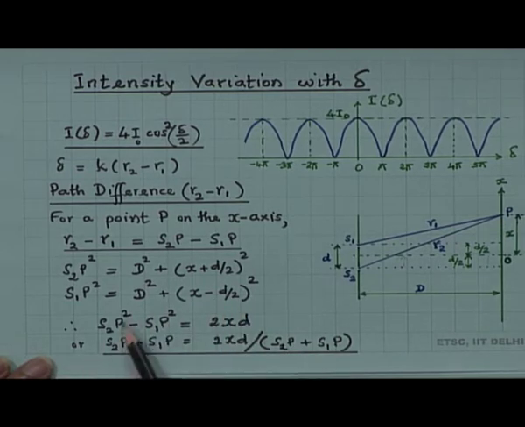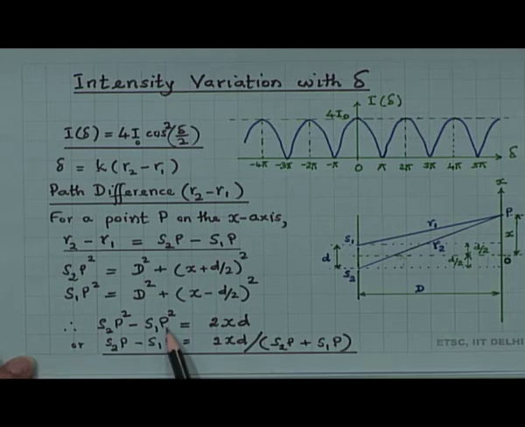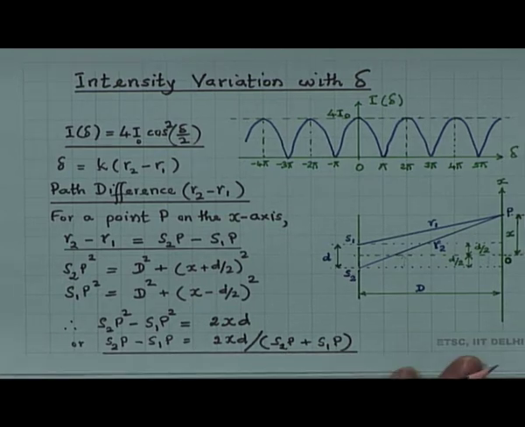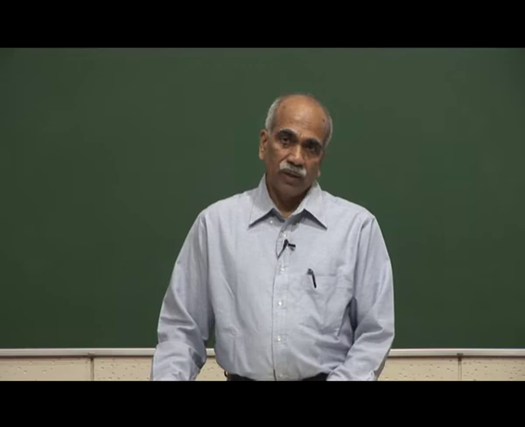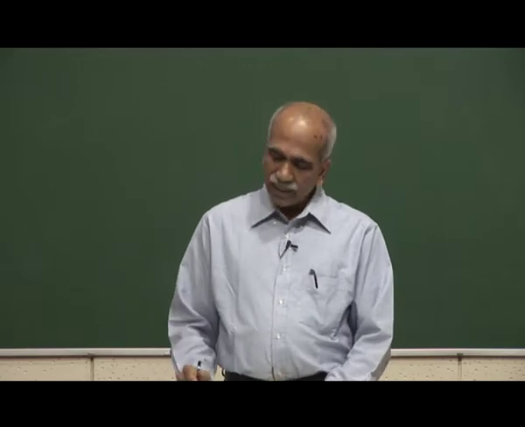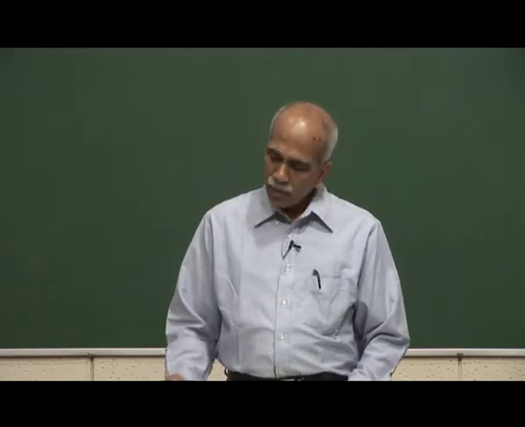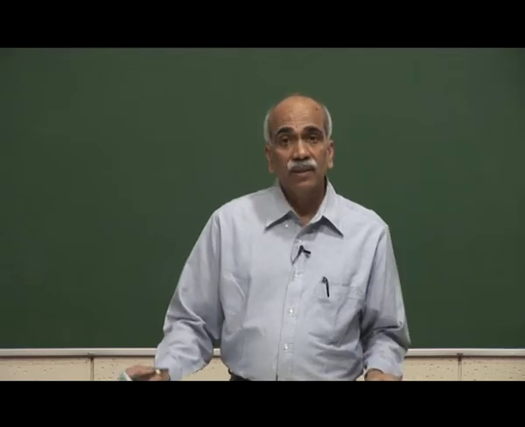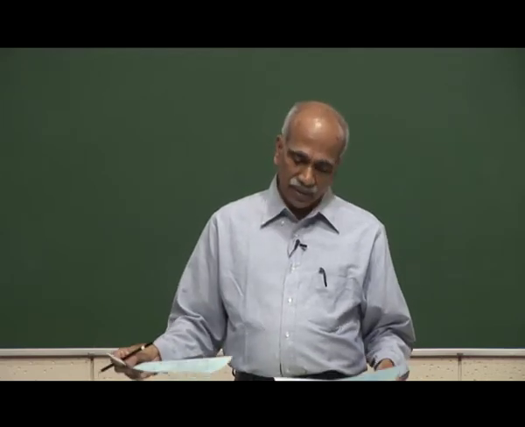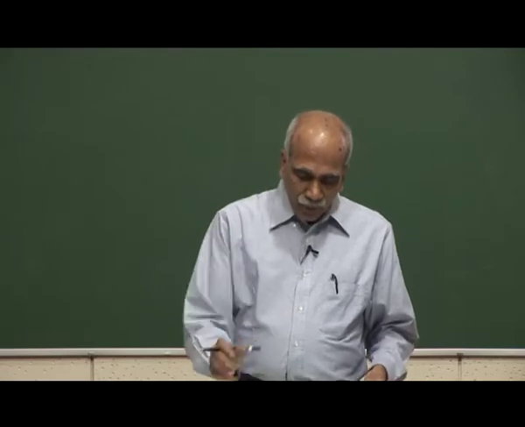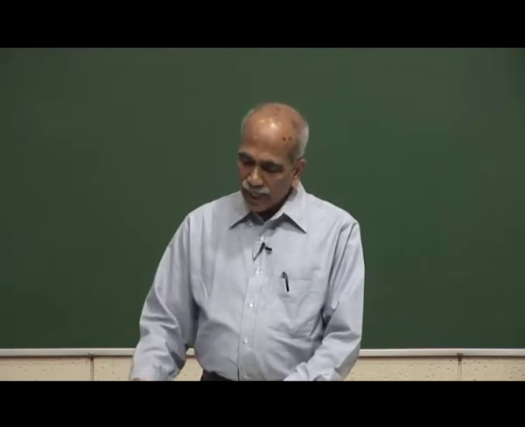And therefore, S2P square minus S1P square is simply equal to 2xd, or S2P minus S1P is equal to 2xd divided by S2P plus S1P. We have not made any approximation so far. So, there is no approximation and we have got the expression for path difference. We will discuss how the path difference determines the intensity, but let us have a look at the practical situation now.